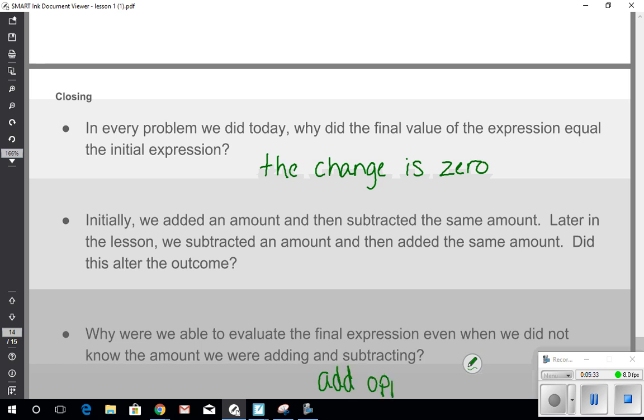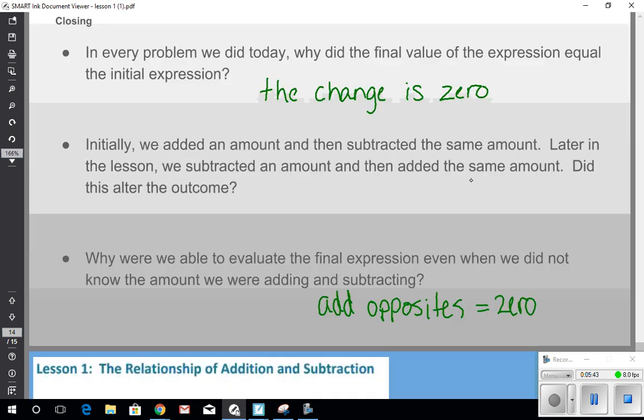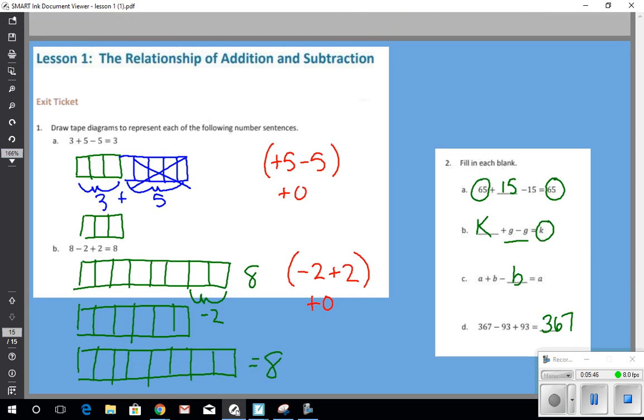Add opposites, equal 0. They zero each other out. They cancel each other out. So hopefully that will help you understand what we're doing today. So basically, we're looking at the addition and subtraction property, the identity property of 0. If you add or subtract 0 to any number, you get the same original number that you started with. It keeps its identity. So it's the property of identity. Adding or subtracting 0 from any number gets you the number you started with.